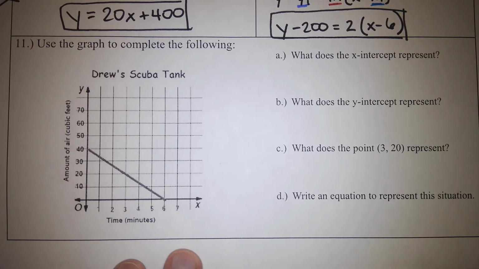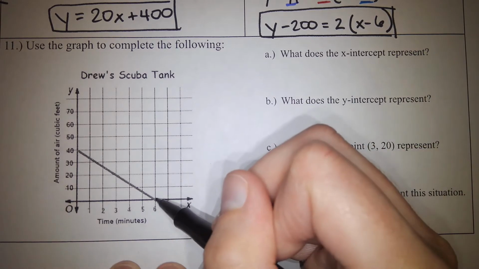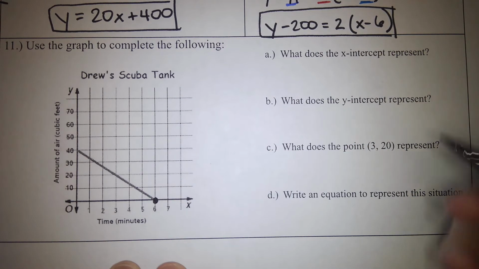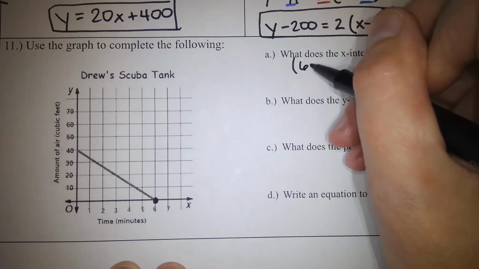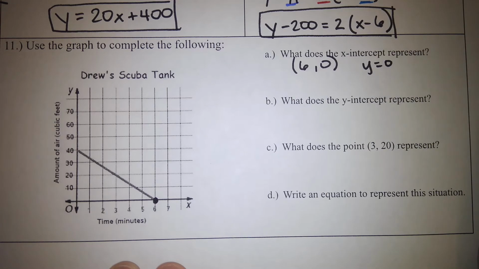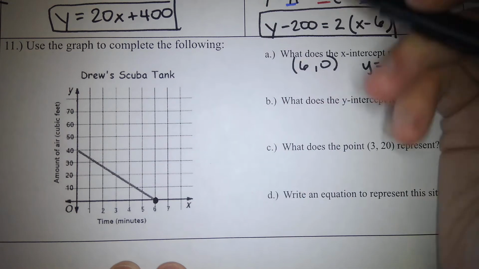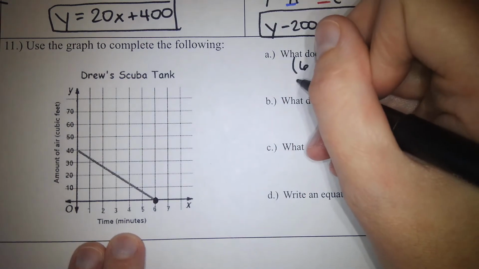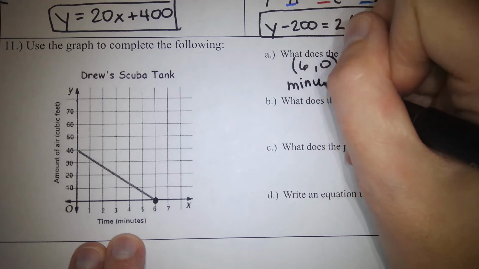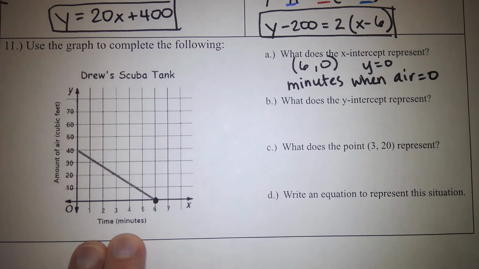So now we're going to look up here, and we're going to use the graph to complete the following. These are good questions. What does the X-intercept represent? Well, the X-intercept represents where our Y crosses 0. So right there, we see that it would be at 6, 0. So at the X-intercept, the Y is always equal to 0. Well, our Y in this case is the amount of air. So basically, this represents the minutes when the air is equal to 0. Okay?